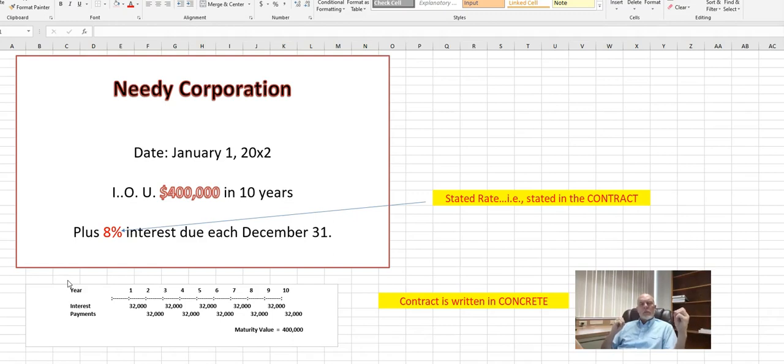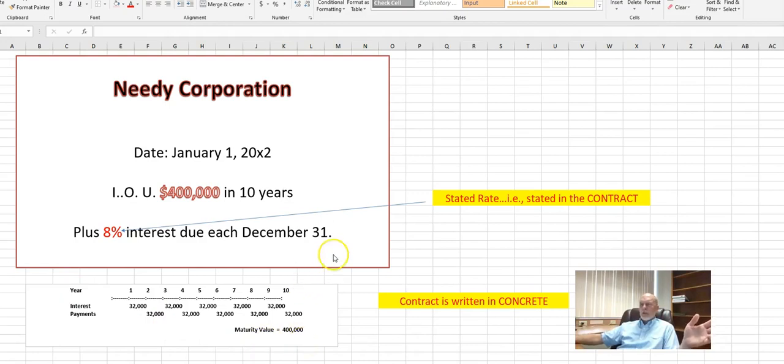When the investor, the person who purchases these bonds, and remember, don't let the lingo throw you off, this is a borrowing transaction. When the investor purchases these bonds, what they're doing is lending money to Needy Corporation, and Needy Corporation is giving them an IOU, and what that contract calls for is for a series of payments out there in the future.